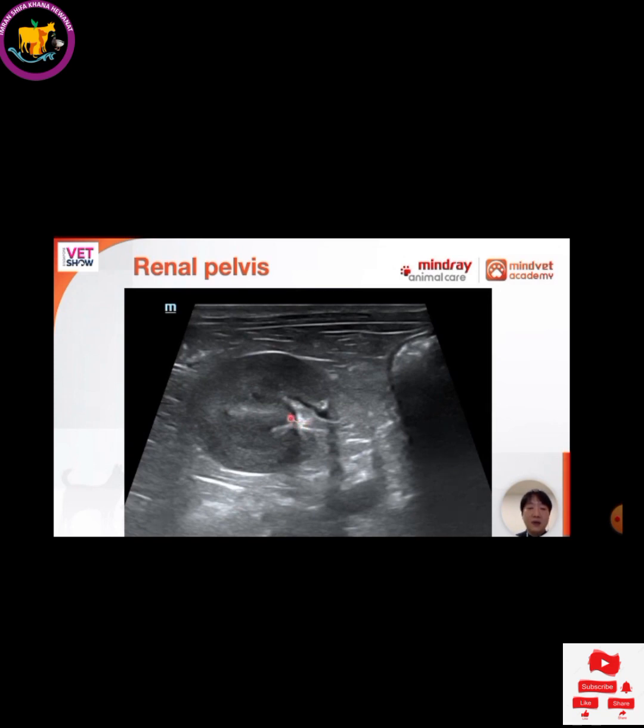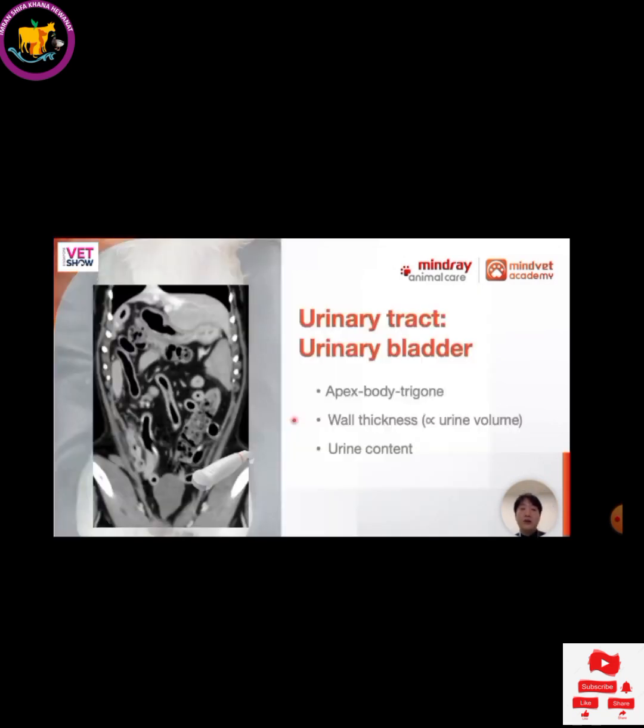How about the urinary bladder? The bladder is located in the caudoventral abdomen, and the urethra extends to the pelvic canal. When imaging the urinary bladder, it should be viewed in longitudinal and transverse planes, starting from the apex to the body and trigone. The wall thickness of the urinary bladder can vary based on the urine volume. The urine content should be evaluated.